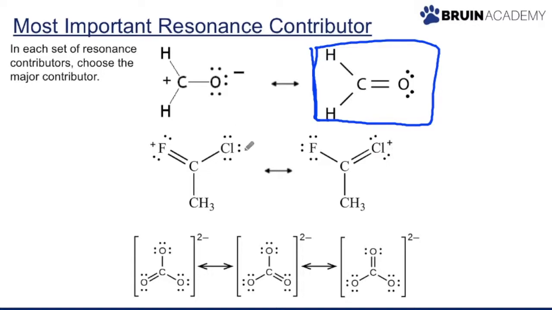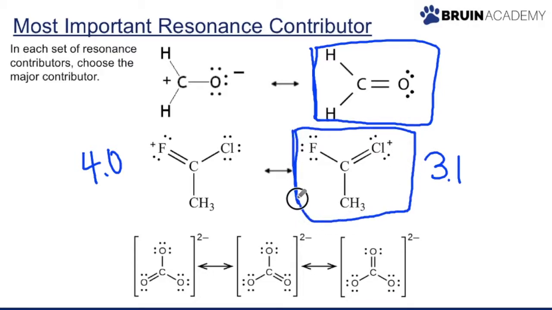Let's look at this one now. We have a positive charge on the fluorine over here, and then a positive charge on the chlorine over here. And it looks like the covalent bonds are maximized in both contributors with 4 bonds. So if we wanted to pick the major contributor, you'd want the positive charge to be on the less electronegative atom. Fluorine's electronegativity is about a 4, and chlorine is about a 3.1. So we would probably go with this one because the positive formal charge is on the less electronegative atom.